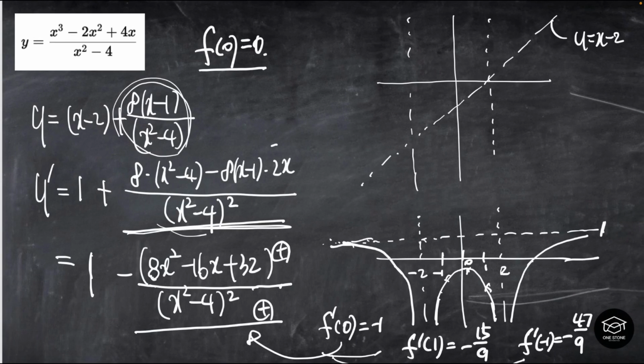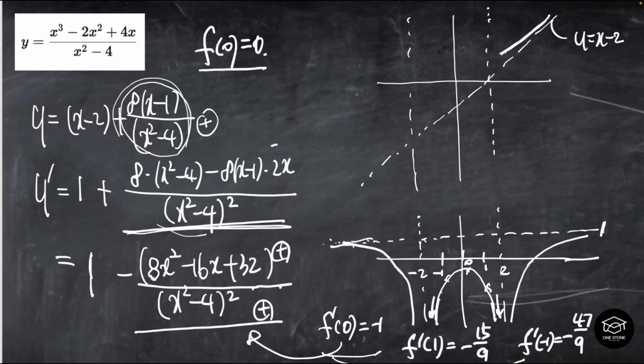Let's analyze the end behavior. Looking at the simplified form as x approaches infinity, the fraction tends to 0, so y approaches x minus 2. To determine the direction it approaches from, try plugging in a large positive number, like 100. The extra term is positive, so y is slightly above the line y equals x minus 2. As x goes to positive infinity, the graph approaches the slant asymptote from above.